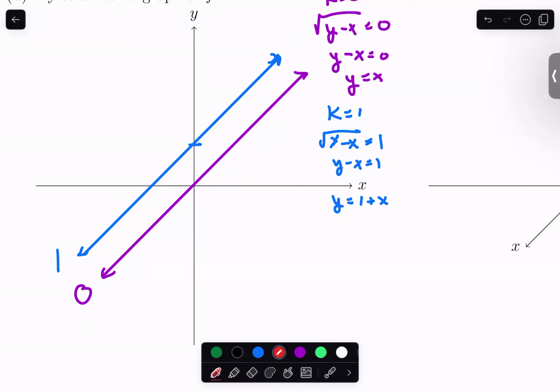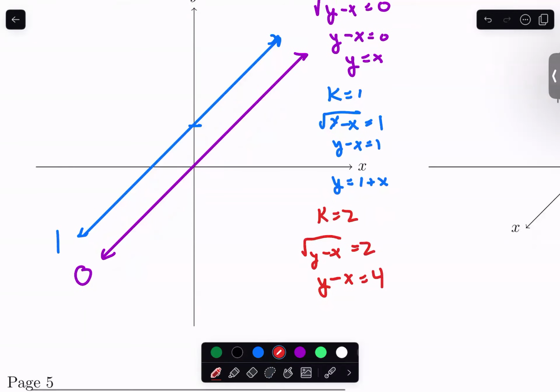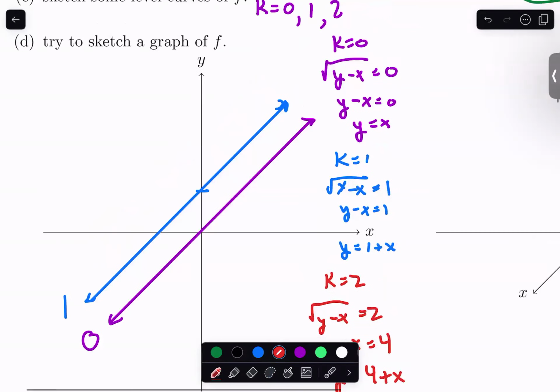And then finally, why don't we do a height of 2? So I want my function here to output the value 2. So y minus x is equal to 4 after I square both sides. So y is equal to 4 plus x. So now I have up here 1, 2, 3, 4. So it seems like we're getting larger outputs if we go up and to the left, although they do seem to be taking longer to get to them.